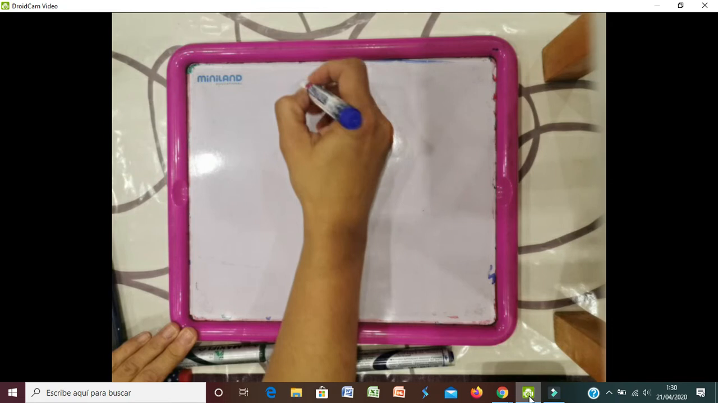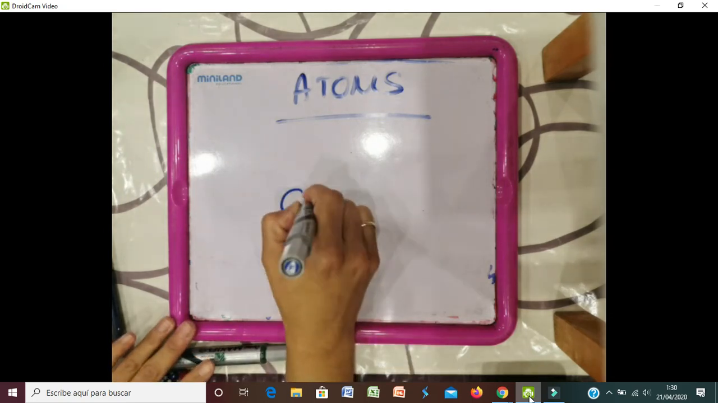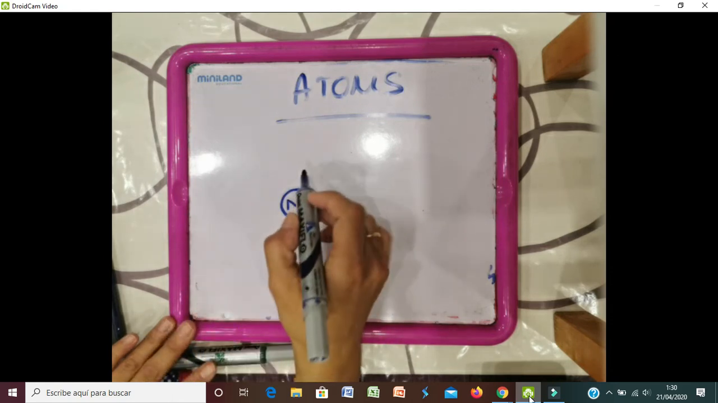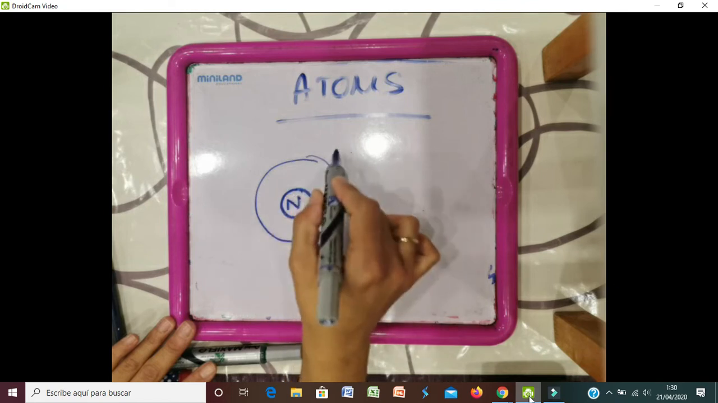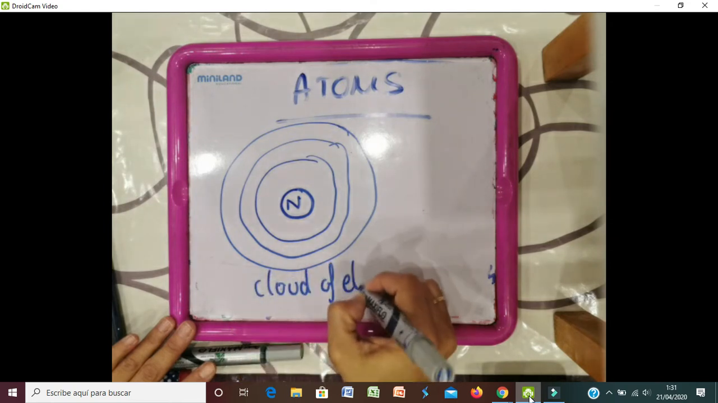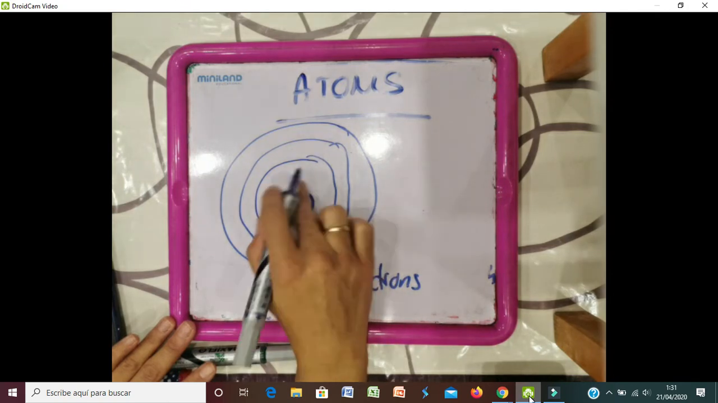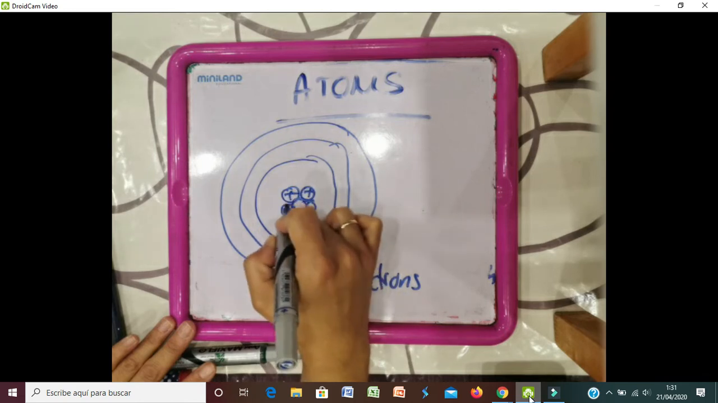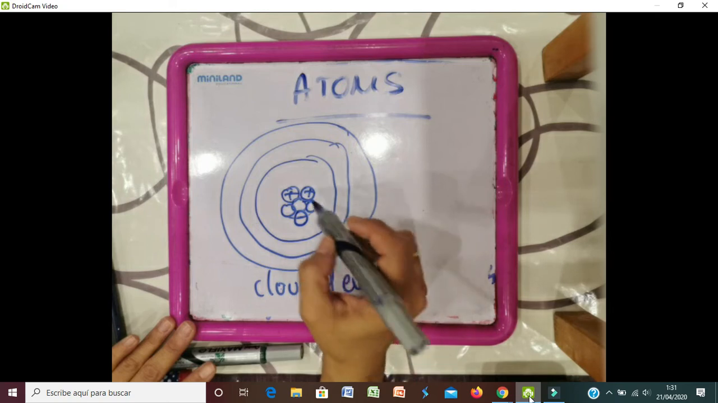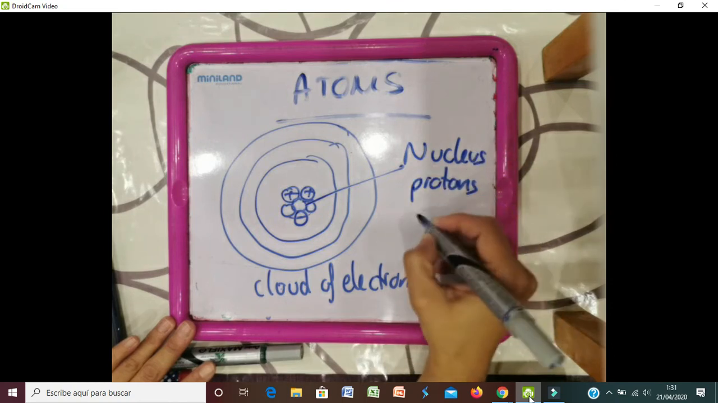So if you remember, the atoms are the small particles that matter is made up of. The atoms have a nucleus. Here will be the nucleus, I call it an N, and around the nucleus they have a cloud of electrons. In the nucleus we have two particles: protons and neutrons. I don't know if you studied this, but inside the nucleus you have protons and neutrons.